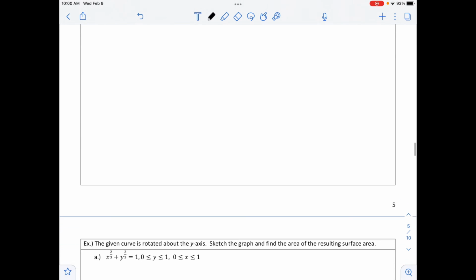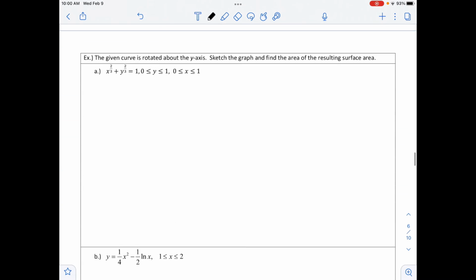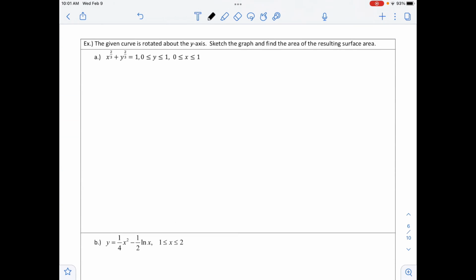And on the next problem, it says the given curve is rotated about the y-axis. So this time we're rotating it about the y-axis, whereas the other two examples are rotating about the x. So this time it says sketch the graph and find the area of the resulting surface area. So sketching this curve, note that it is bounded by y between 0 and 1 and x between 0 and 1. And we're rotating about our y-axis. So we're just going to be going up to 1 and out to 1 here.